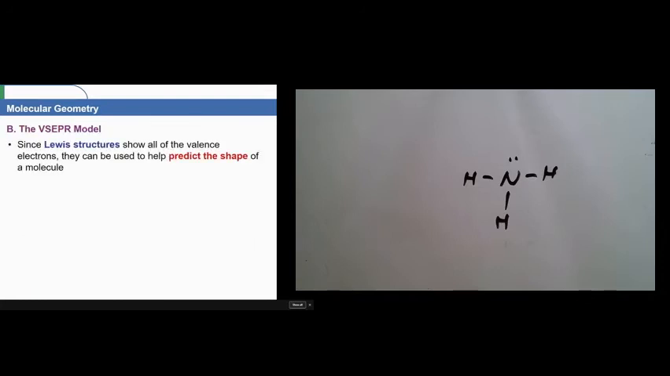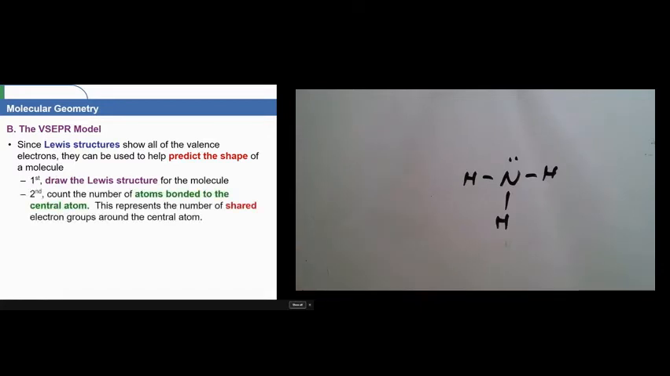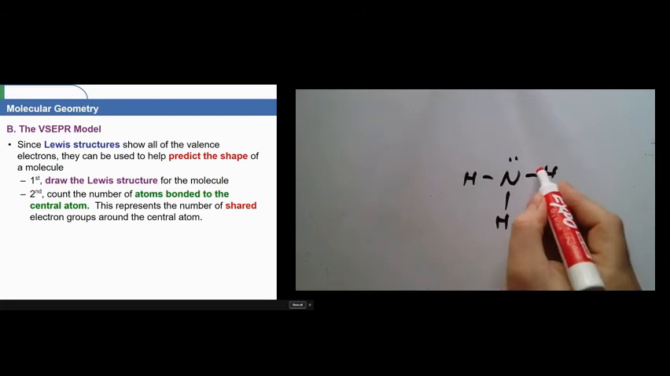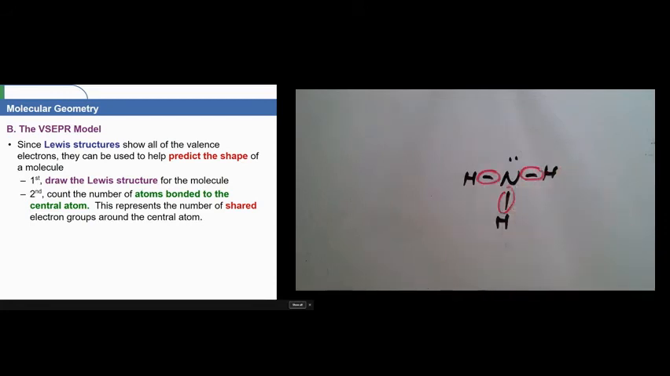Now, since Lewis structures show all of those valence electrons, they can be used to help predict the shape of a molecule. First step, draw the Lewis structure for the molecule. Then count the number of atoms bonded to the central atom. This represents the number of shared electron groups around the central atom. So in this case, we would have 1, 2, 3 bonds or bond groups attached to the central atom.